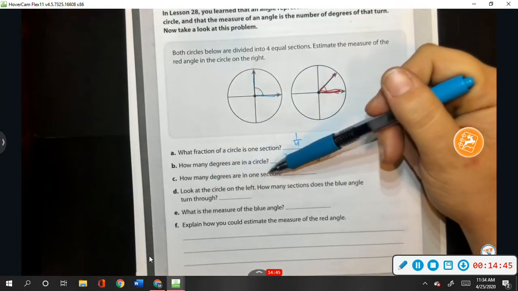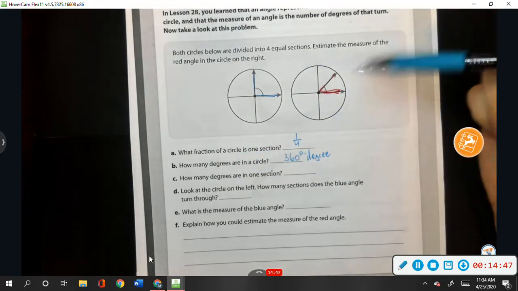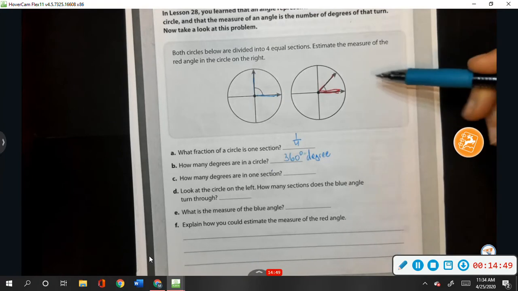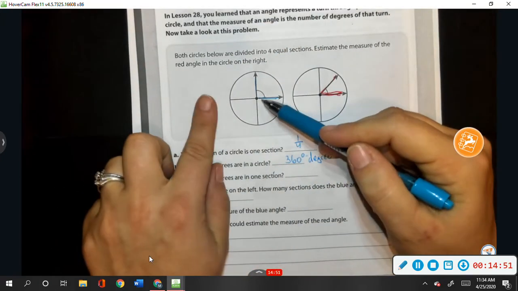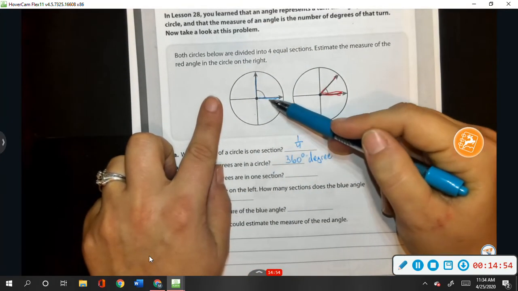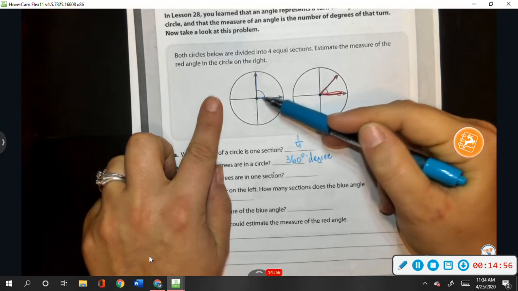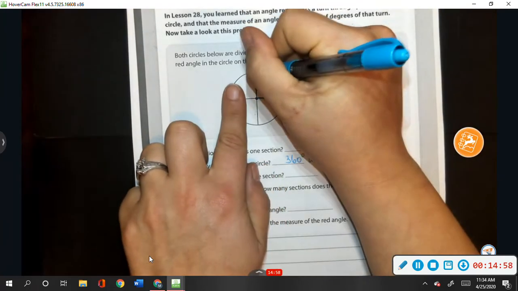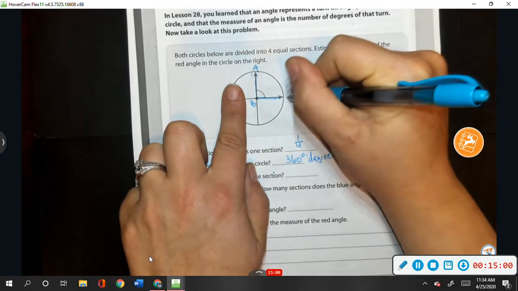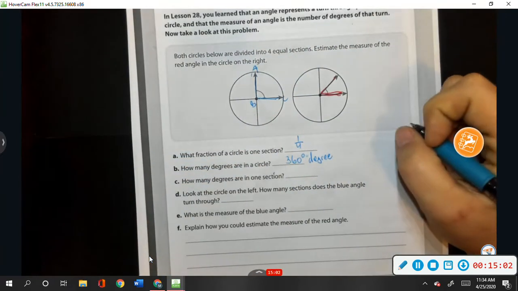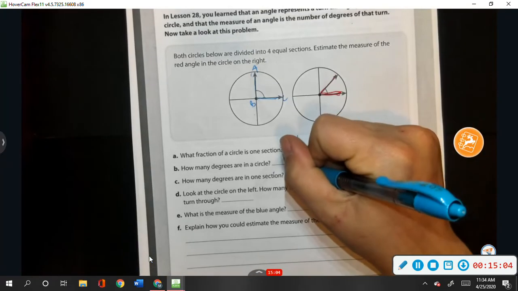How many degrees are in one section? Well, in one section over here, what degree of an angle is this? Just looking at A, B, and C. What degree of angle is that? That's a 90-degree angle. That's a right angle.